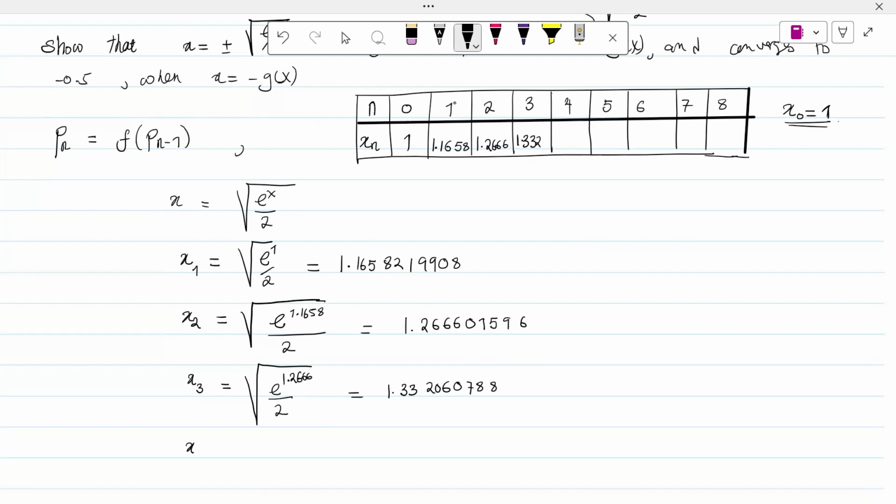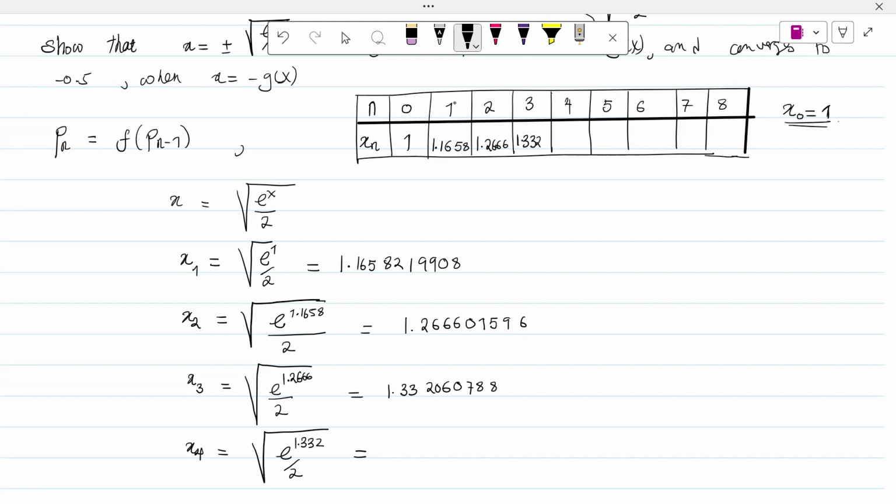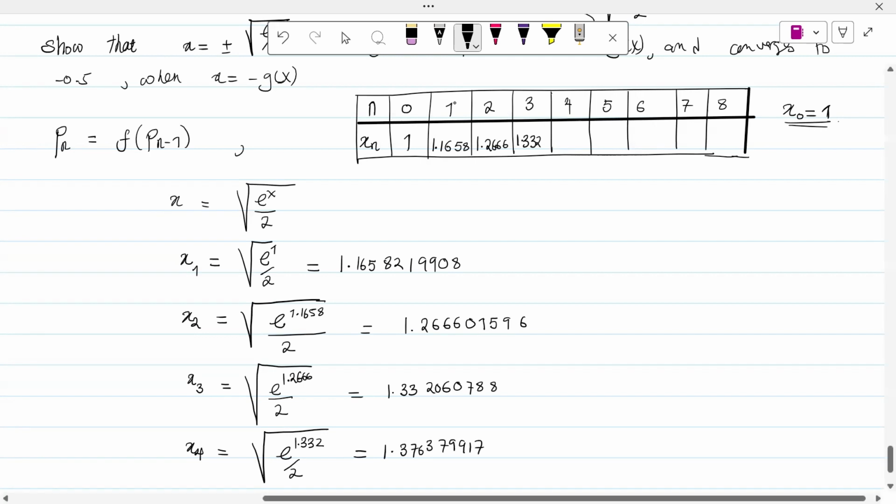And then what is x4? Using the previous value, e to the power 1.332, and then divide by 2. Make sure that you put the whole of this value here. That gives 1.376, something like that.